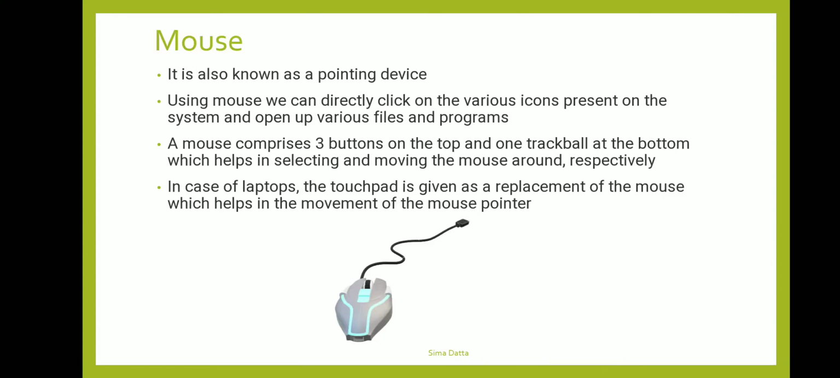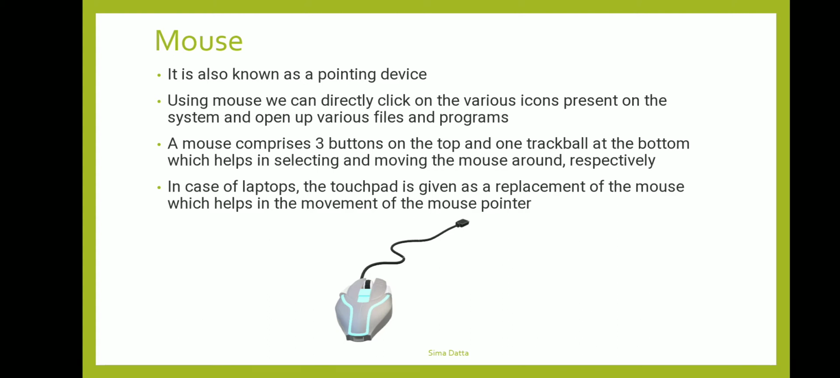Next is the mouse. It is also familiar to all of you, I think, because every computer system has a mouse. It is a pointing device through which you can point on the computer screen. Using the mouse, you can directly click on the various icons present on the system and open various files and programs. To open any program or to access any files or folders, you need to point on the screen. By using the mouse, you can directly click on the various icons.